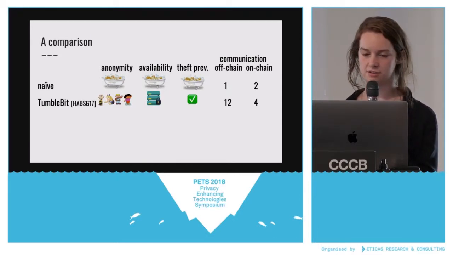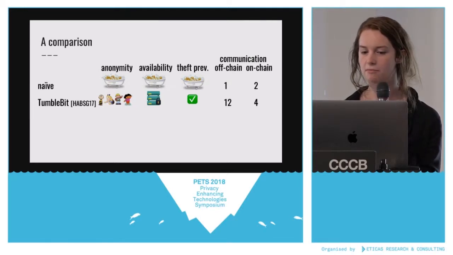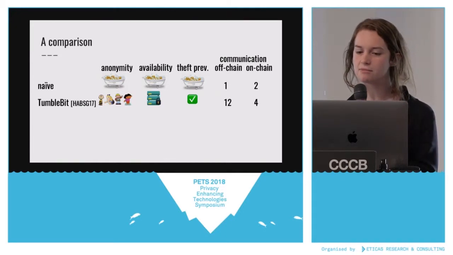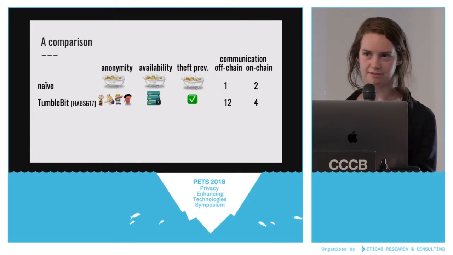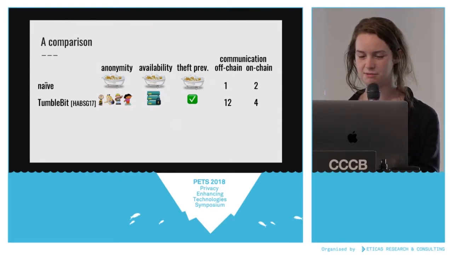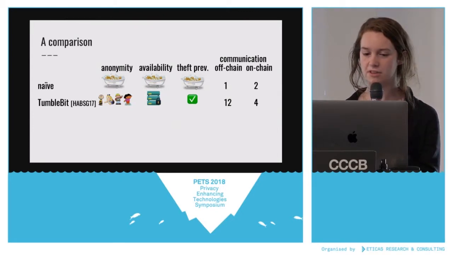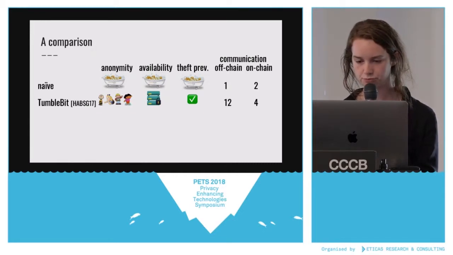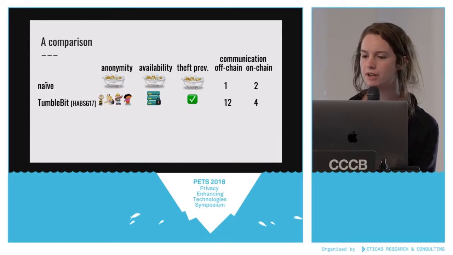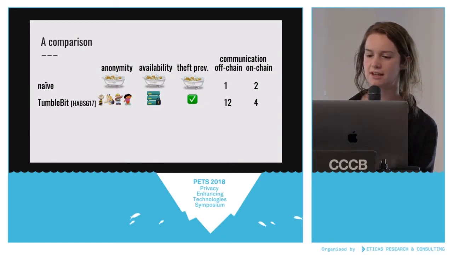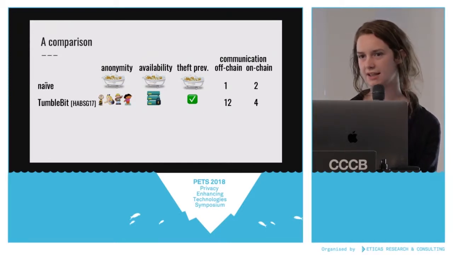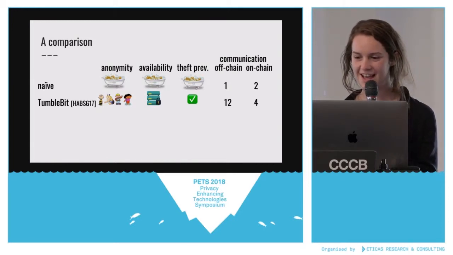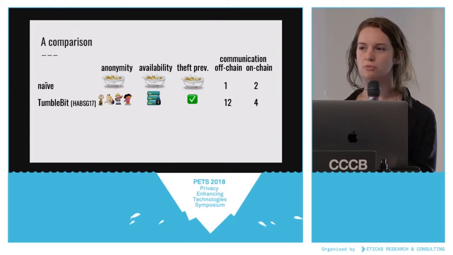So in this case, under some specific conditions, anonymity is achieved for all parties in question. Availability is still modulo the server. Like if they run away forever and never come back and don't want to interact anymore, then the transactions just can't go through. But theft prevention in this case is guaranteed. But they pay for this in terms of communication. So off-chain, there are 12 interactions in total between like sender, tumbler, and recipient, and combinations of those three. And on-chain communications, this is 4, which can get expensive.